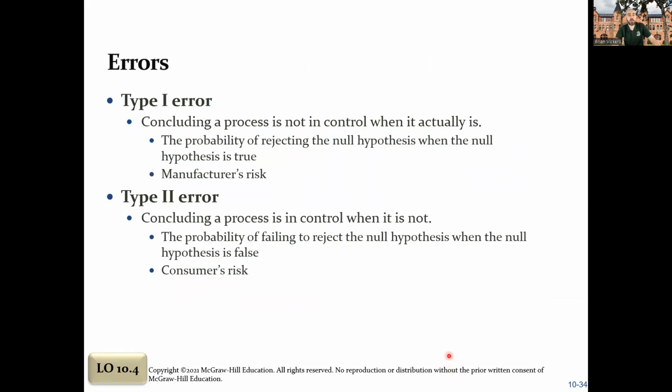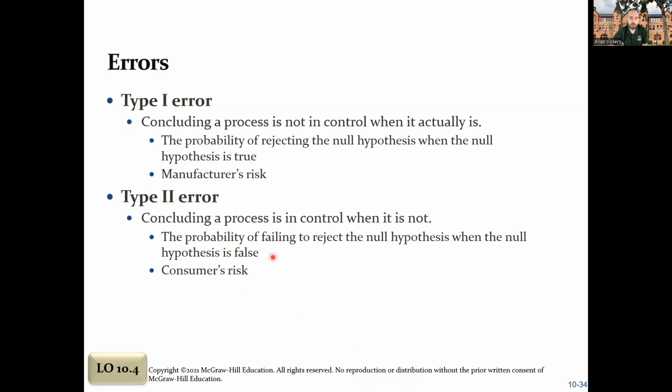Now, when it's assignable, there are 2 types of errors. Type 1 is when you say the process is not in control, but it actually is. So the risk there is said to be the manufacturer's risk, meaning the costs are that you think the product's defective, so you never ship it out. However, it could have been good, so you've wasted the time and money in producing that good. It was actually a good product, and you missed out on the opportunity to profit off of it.